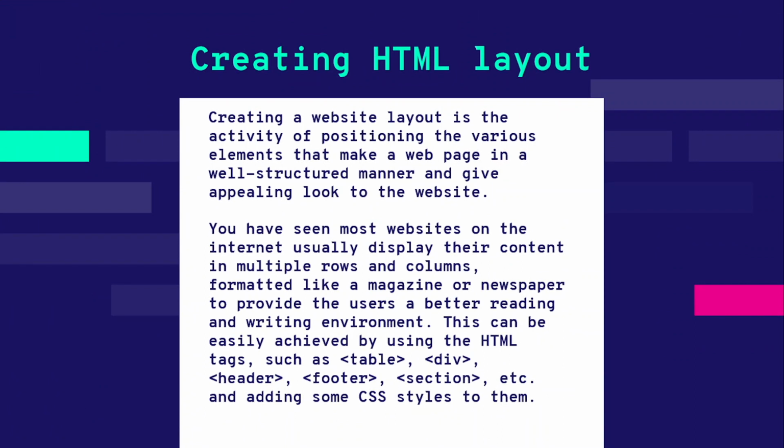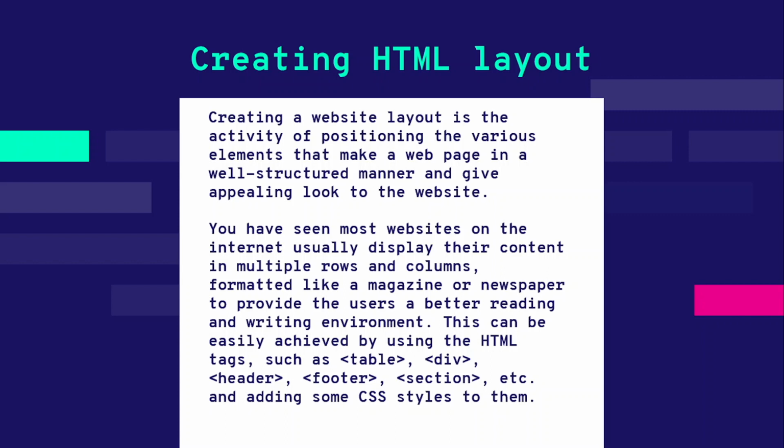Creating an HTML layout is the activity of positioning the various elements that make up a web page. Basically, we create elements and we position them according to their best layout. Every website has a layout. They might contain a header, a section, or a footer. These are the different elements we can use. So we arrange different elements in the same layout or in a different layout to follow the HTML layout process.